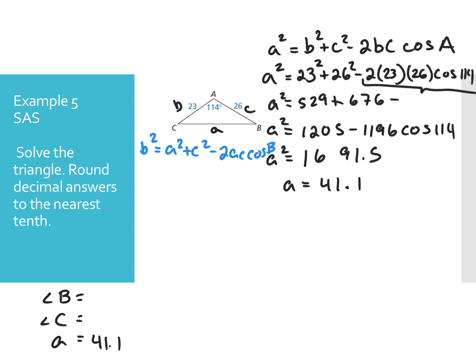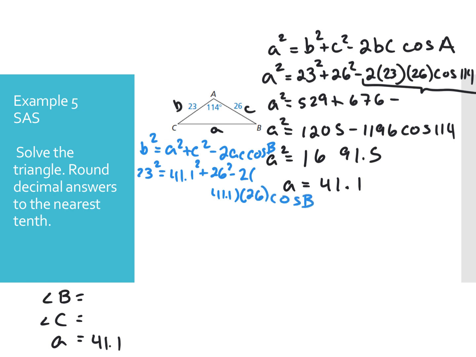Now, I'm using the law of cosines, guys, just to have more practice with it. At this point, you have one side and one angle, so you're able to use the sine rule if it's easier. So, B squared is 23 squared. Then A squared is what we just found, 41.1 squared, plus 26 squared, minus 2 times, I'm going to keep writing it down here, A 41.1 times C, which is 26, cosine B.